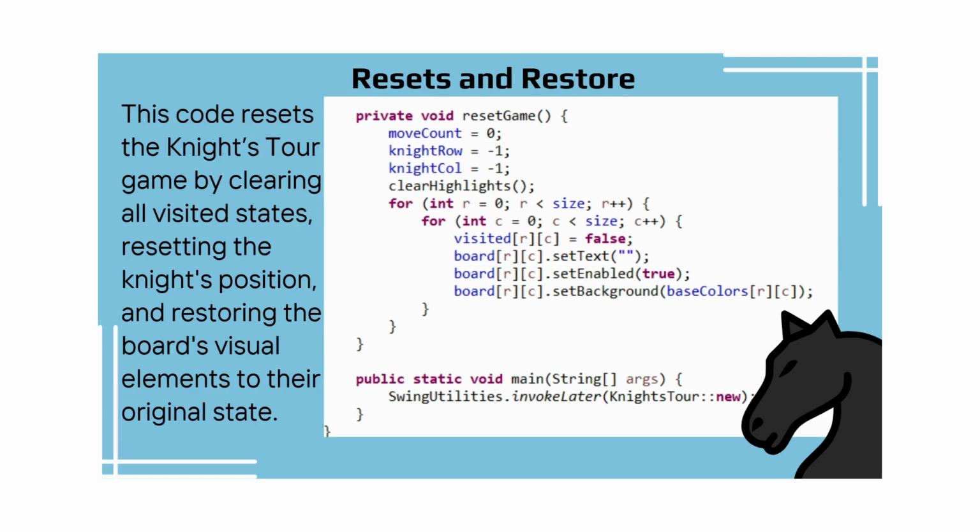And next we have the board set text, which clears the move numbers displayed on the board. Next, we have the board enabled true, as once again it's been reset or restored. So basically, we have a new board with fresh cells and fresh buttons. And lastly, we have the board set background, which resets the board's color. So there are no more dark visited tiles. It is now a fresh board. Next slide.